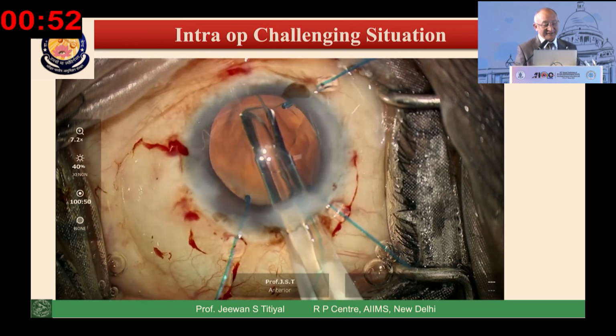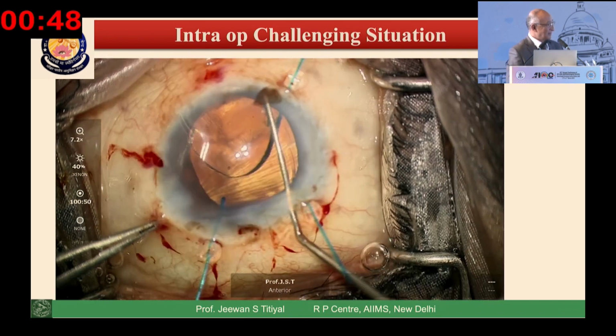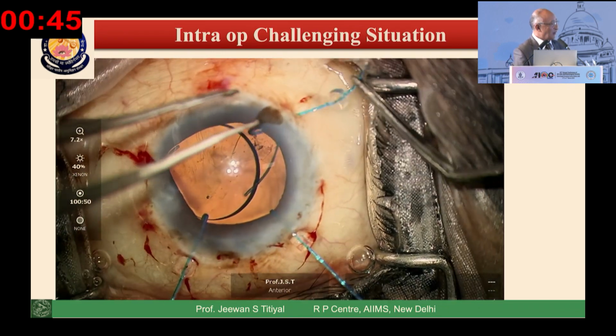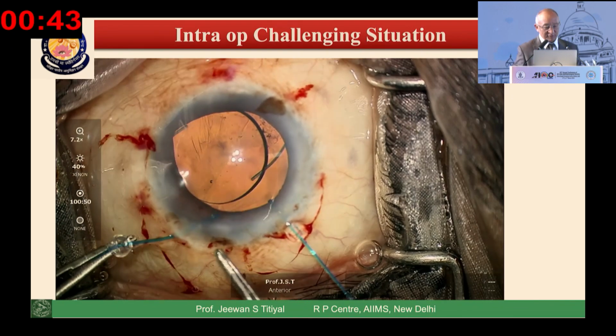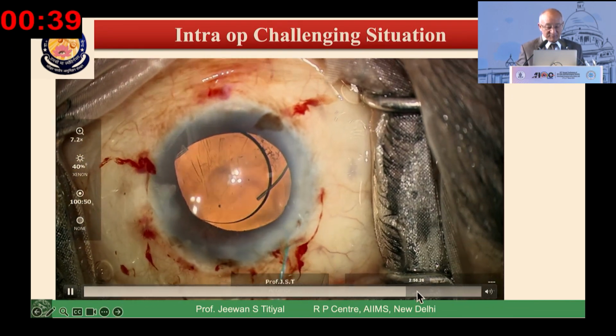So I didn't put a CTR in this particular case. I'm putting the lens in the sulcus. Haptics will remain, and getting the optic capture done in the anterior capsule for stability. CTR should have been one option here that I missed in this patient.